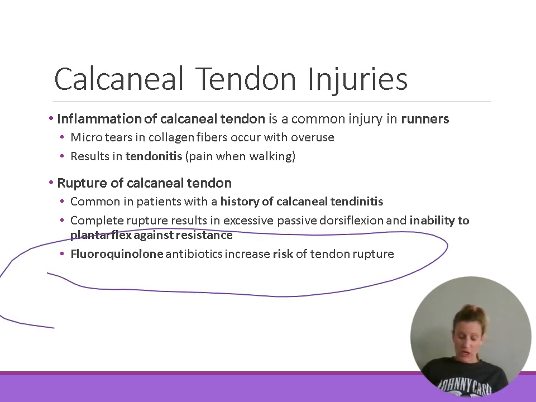Also, in post-marketing surveillance, we have found that fluoroquinolone antibiotics increase the risk of tendon rupture. So antibiotics like levofloxacin, moxifloxacin, ciprofloxacin, those are the three most common. Those increase the risk of tendon rupture. So patients who are on those antibiotics should not be running. Weightlifters should not be lifting heavy weights when they're taking those antibiotics, because they'll increase the risk of a rupture, especially if they have a history of tendonitis.